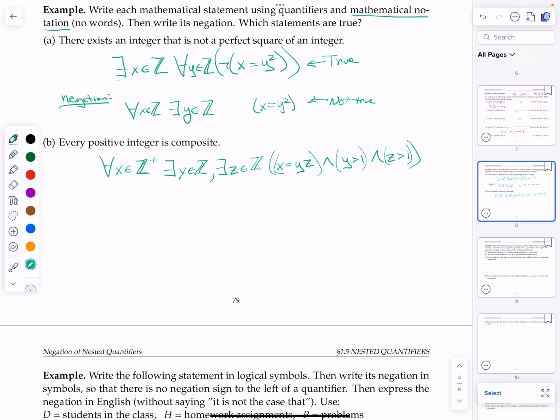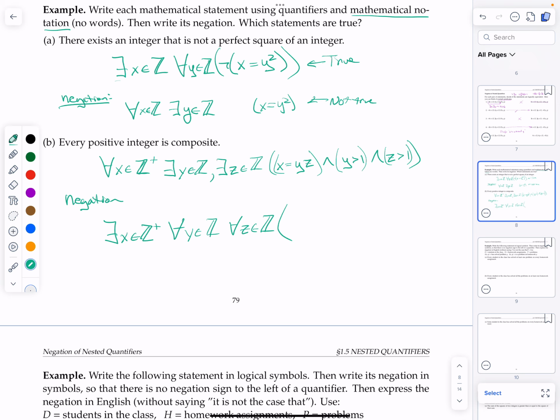It means that it can be factored into two other numbers, and that those numbers are both bigger than 1, because, of course, everything can be factored into 1 and itself. That is not true because prime numbers are not composite. So let's write the negation. I'll use the same trick as I did above. I'm just going to change all of the quantifiers until I get into the statement, and then I'll negate the statement. So instead of a for every, there's a there exists, and then for every y, and then for every z.